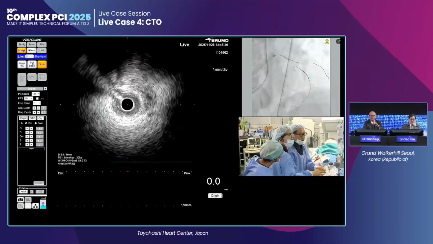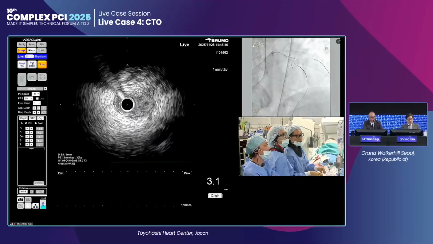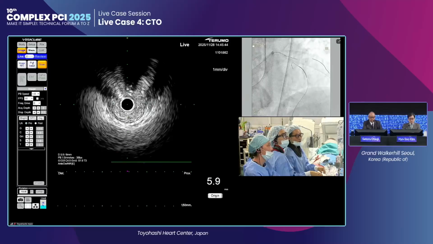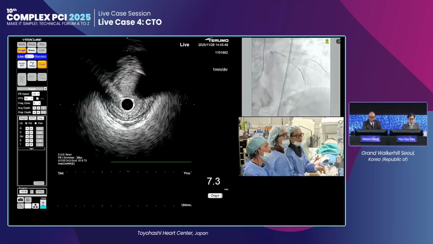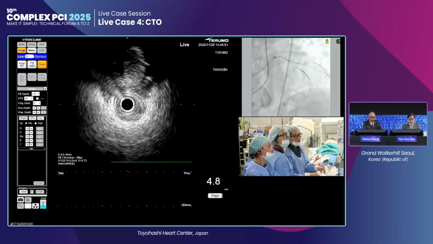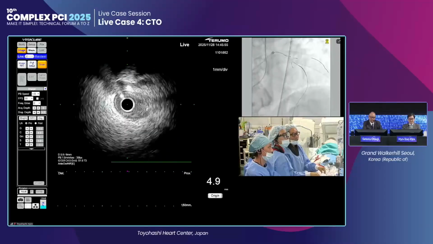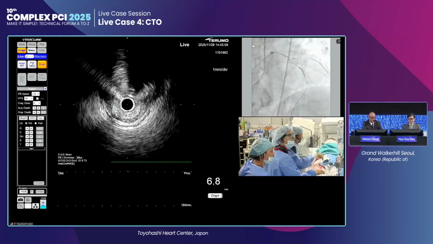Okay. So this is a... Can you see IVUS? Yes. This is the... there is a hole from the previous time. So you already checked the entrance? No, the previous angio. Previous, yes. Last time we checked it.